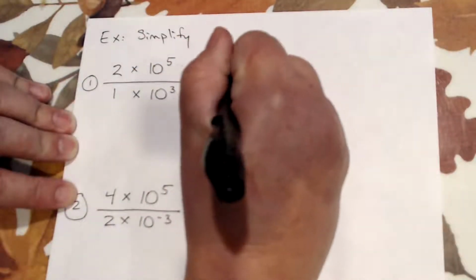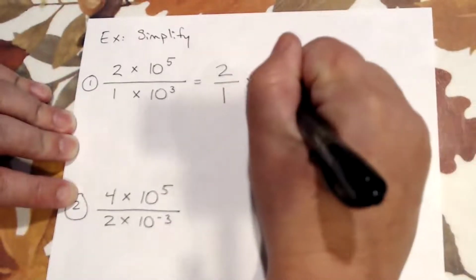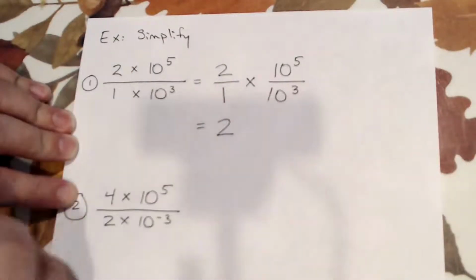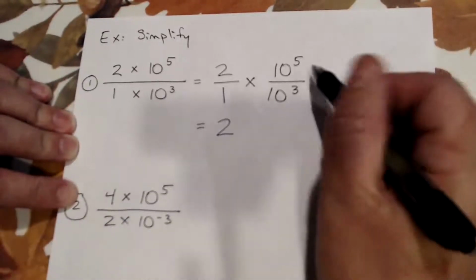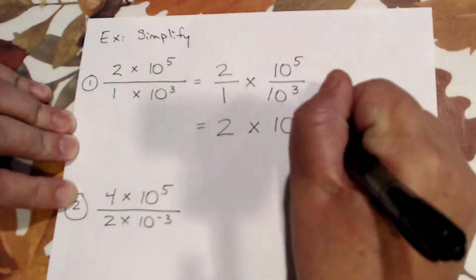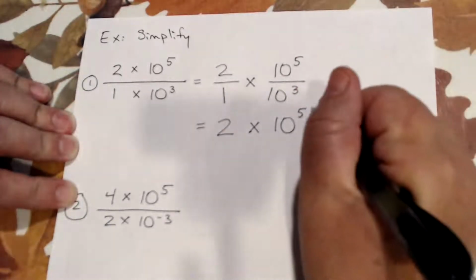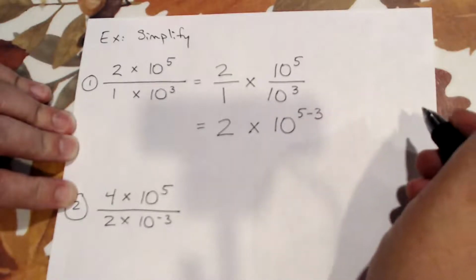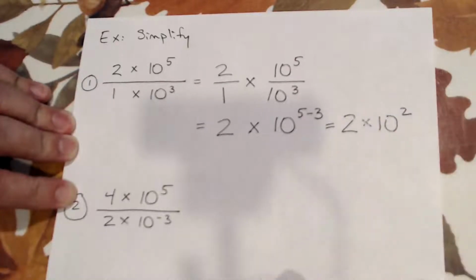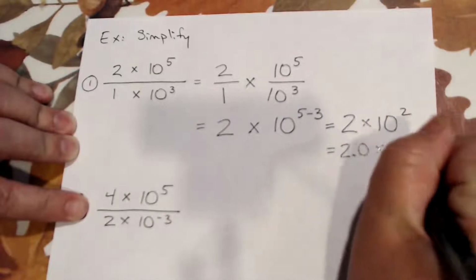So in other words, I can split this up into 2 over 1, and then the 10 to the 5th all over 10 cubed. Now 2 over 1 simplifies nicely to 2. And then 10 to the 5th over 10 cubed, hopefully you remember, we're allowed to subtract. So there are more 10s on top. I'm going to move them to the top. So I've got 5 10s that are already there and 3 that are moving. So I'm subtracting 3. So I end up with 2 times 10 squared. Now there's another way to write this, of course, if you want to be more formal, it would be 2.0 times 10 squared.